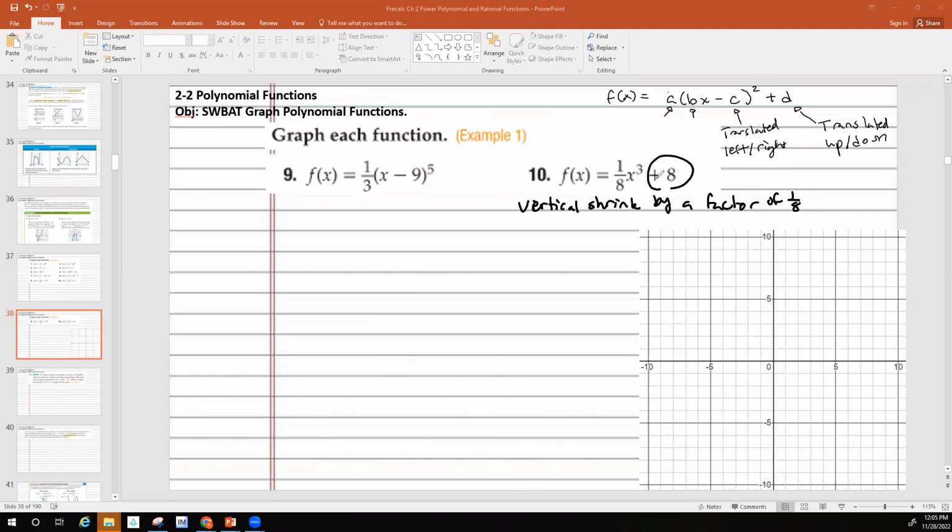And then because of this +8 there on the outside of the parentheses, you're saying there is no parentheses. Yeah, the parentheses are around the x when you don't see any. Okay. So this is a translation up because it's positive 8 units.